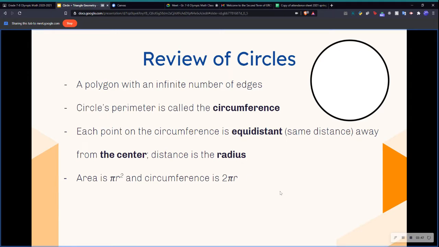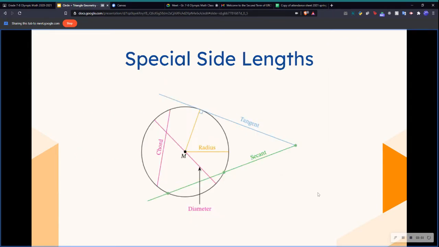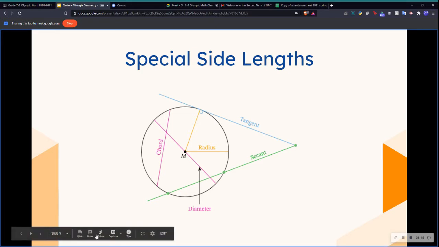Right. Hopefully that was a review for all of you. So let's move on. We're going to look at some special side lengths of circles. We don't have to know all of these. I think there's only one or a few that we'll be using in this lesson. But let's look at, remember the radius? Radius is just the distance between the center of the circle to a point on the circumference. So see, this is the radius, and then you also have this other yellow line. These two yellow lines are the radii of the circle.